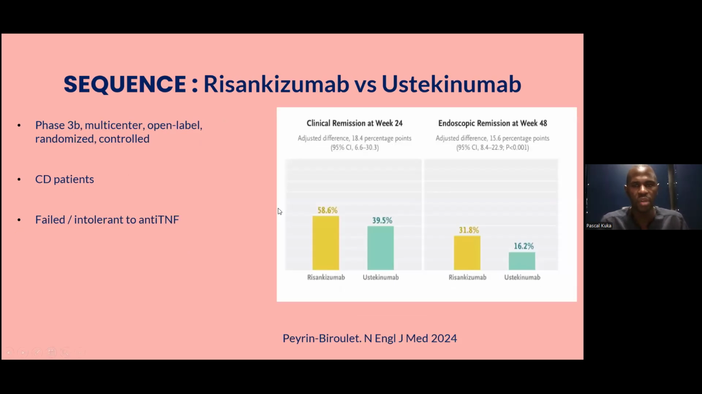The next head-to-head trial was within the class, comparing risankizumab versus ustekinumab, also in Crohn's disease patients. But this particular group were patients who had failed or were intolerant to anti-TNFs. This study established non-inferiority of risankizumab in clinical remission, but it established superiority of risankizumab compared to ustekinumab in endoscopic remission at week 48.